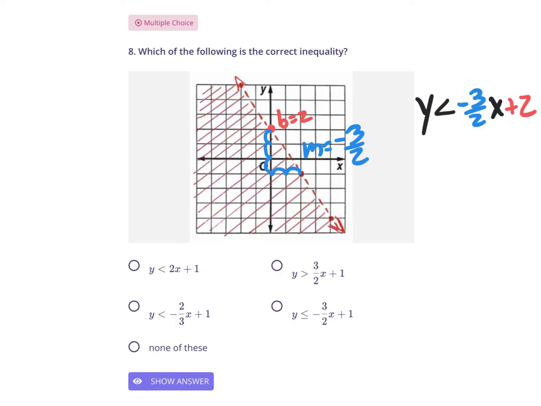Now, if your graph of the line was actually solid, you'd put a solid line underneath that inequality. But it's a dotted line, so I do not put a solid line underneath that inequality. So there's my inequality right there.